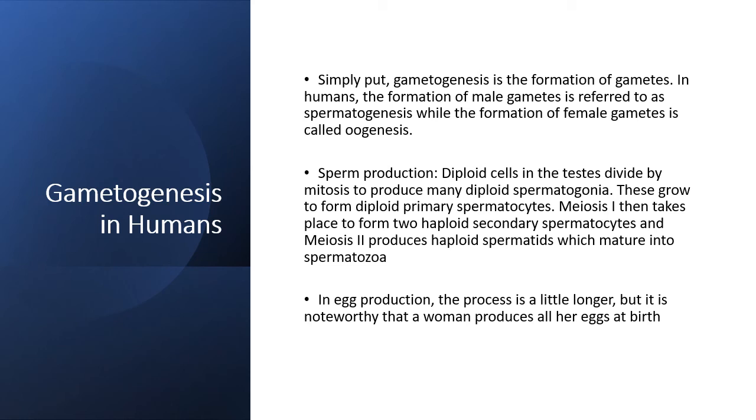So in sperm production, I'm going to show you an image that I got from the textbook that might help you understand it better. You have diploid cells in the testis that divide to produce spermatogonia. These grow to form primary spermatocytes, and then they undergo meiosis I and meiosis II, and meiosis II produces haploid spermatids that mature into spermatozoa.